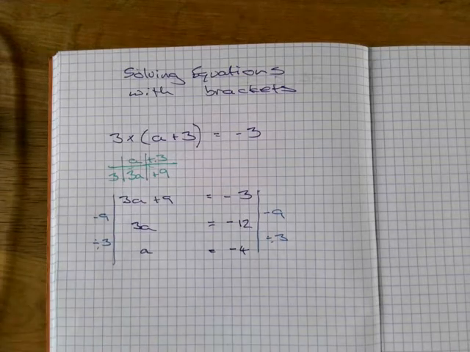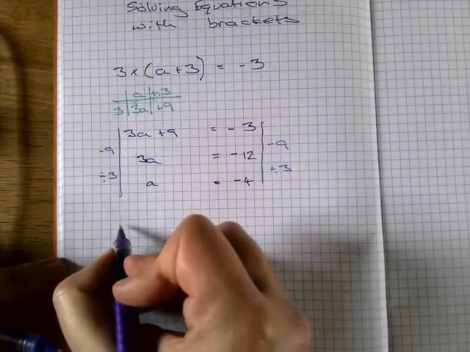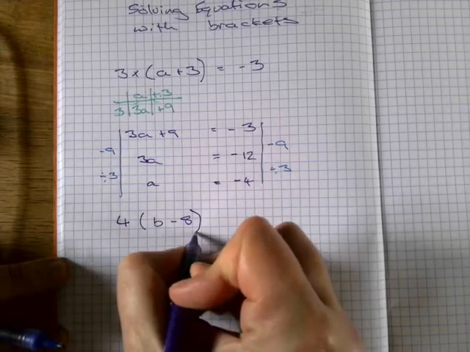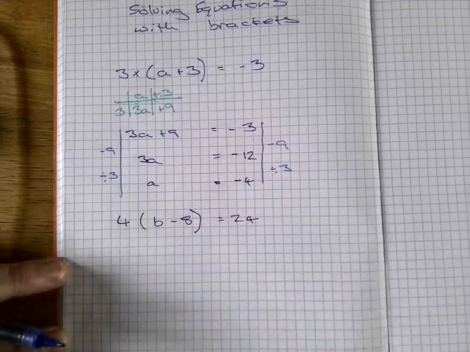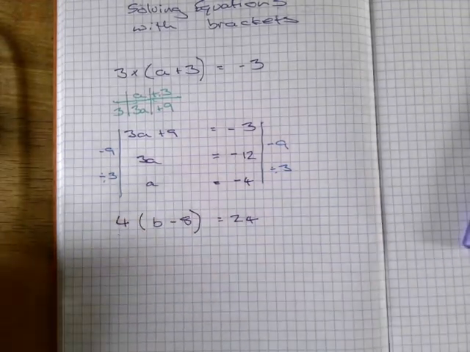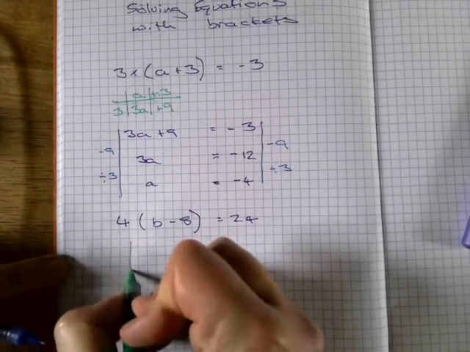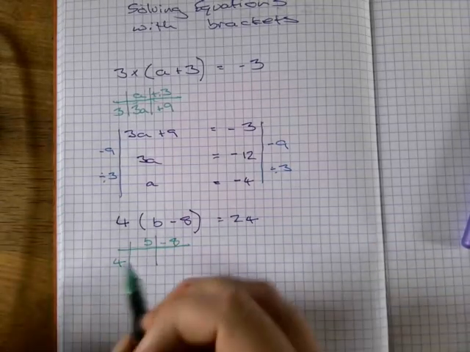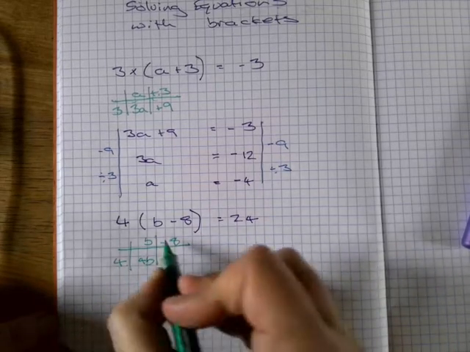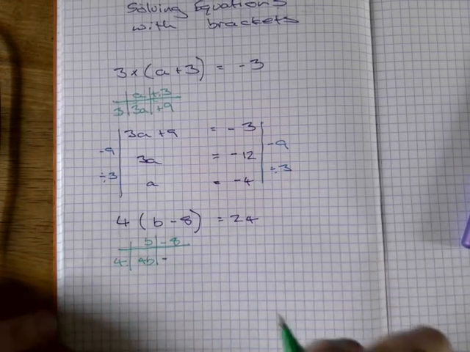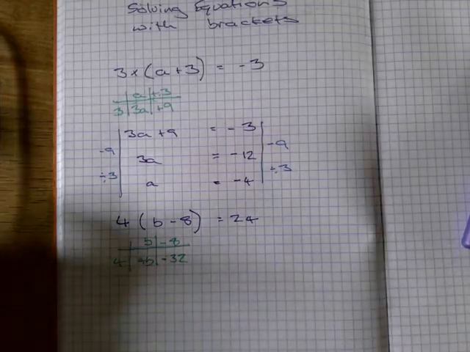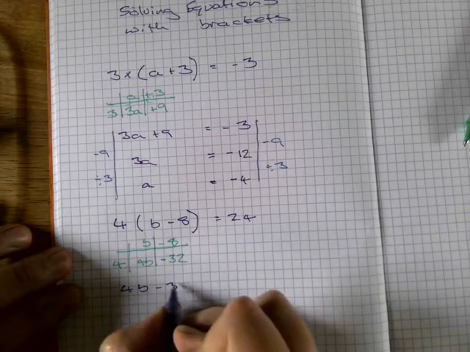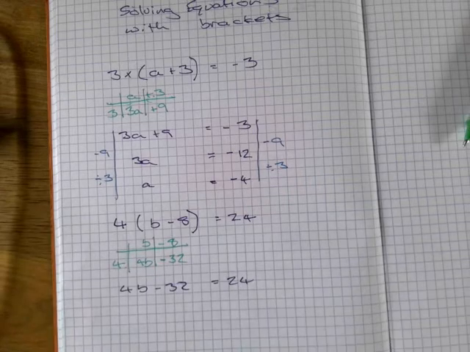Okay. Next question looks very similar. We've got 4 and then b minus 8 in brackets, and that equals 24. So again, we are going to multiply out the brackets. b minus 8, 4 down the side. 4 times b is 4b. 4 times negative 8, well, that's going to be negative 32. We're going to rewrite this side of our equation as 4b minus 32, and that's going to equal 24.